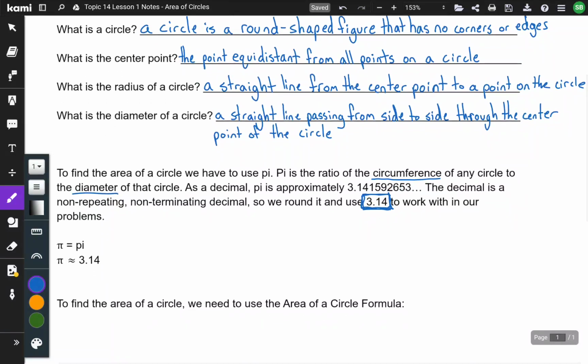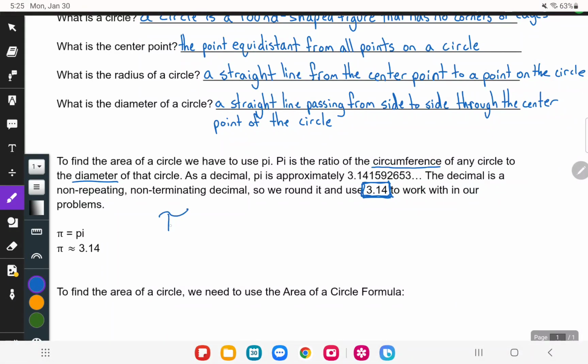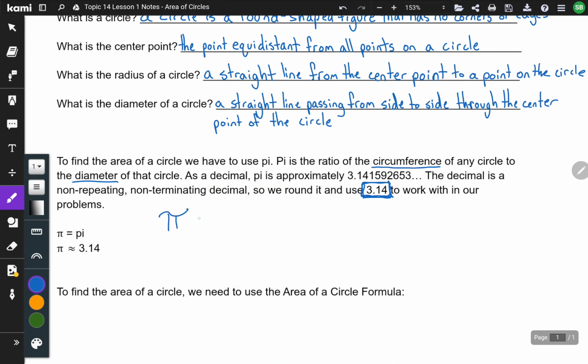So what we need to know here is that this is the symbol we use for pi. And pi is just spelled pi, not pie. That's kind of eat. When you see this little squiggly equal sign here, it is approximately 3.14. The reason we say approximately is because we had to round it. It's not exactly 3.14. It is approximately.